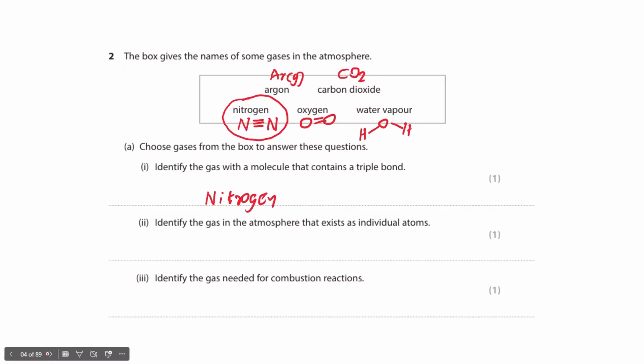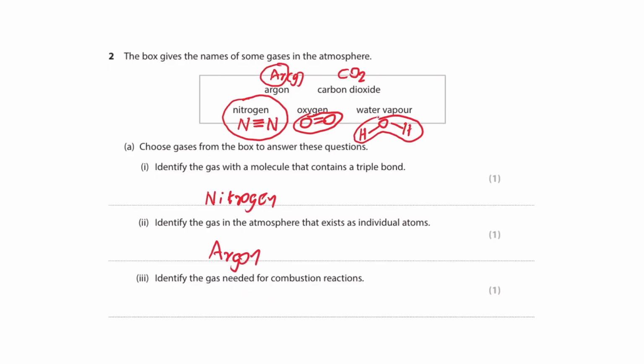In the second question they're asking, identify the gas in the atmosphere that exists as individual atoms. We can clearly see that carbon dioxide has 3 atoms together. Water vapor also has 3 atoms together in a molecule. Oxygen has 2 atoms together, a diatomic molecule. Nitrogen also has 2 atoms together, but argon is a noble gas. It has only one atom, a monoatomic gas. So our answer for this one is argon.